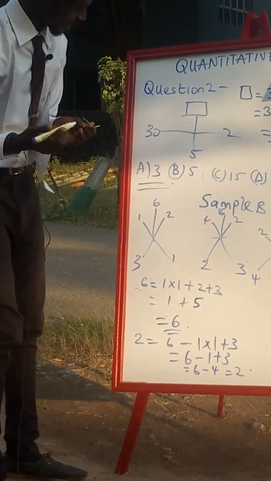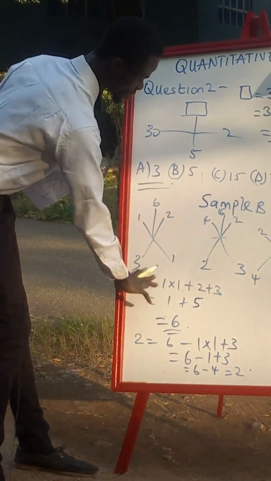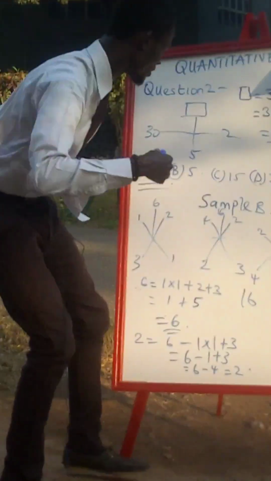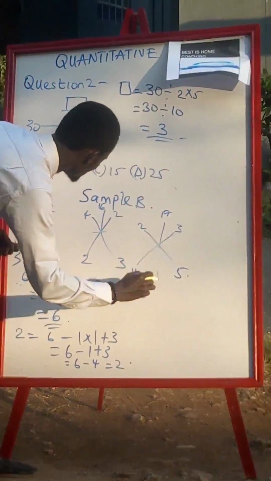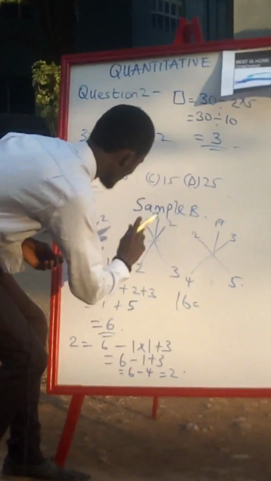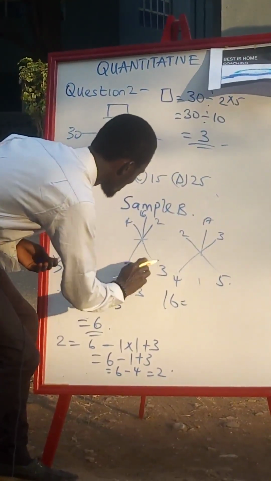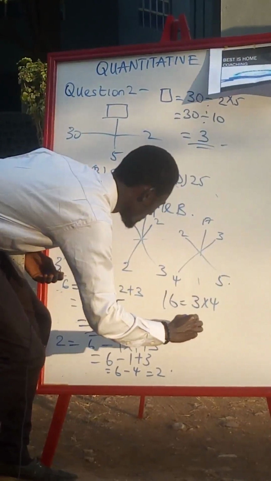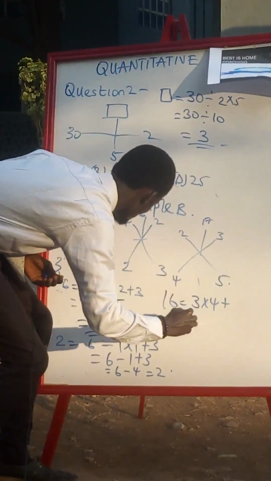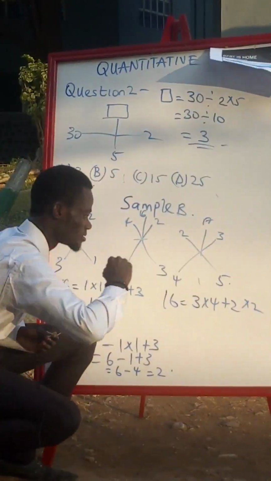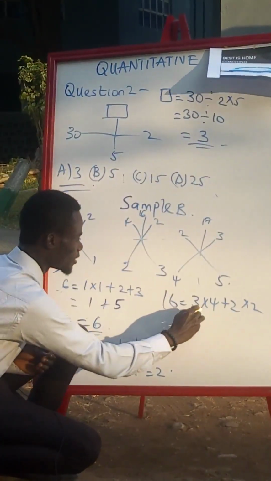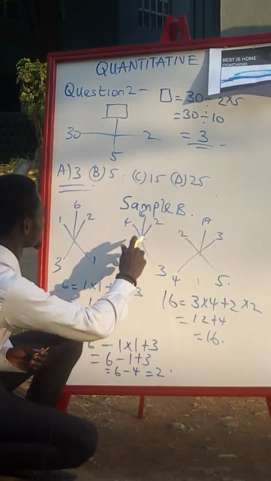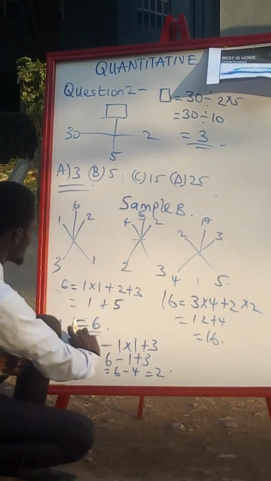Now are we going to check? Let's check whether this solution works for this. We have 16 here, right? So to get 16, it means 3 times 4 is 12, plus 2 times 2. So 12 plus 4 is equal to 16. Did you get it? Did you see? The same method.